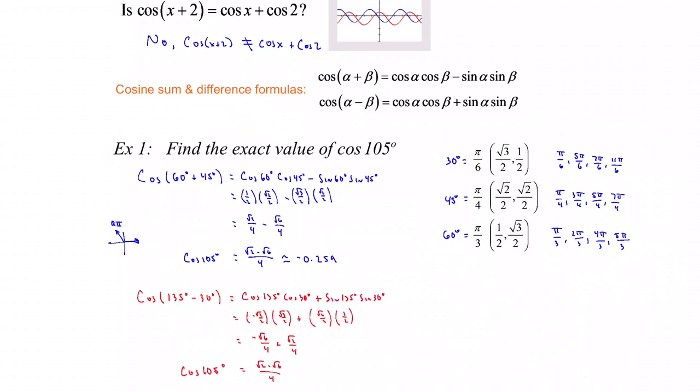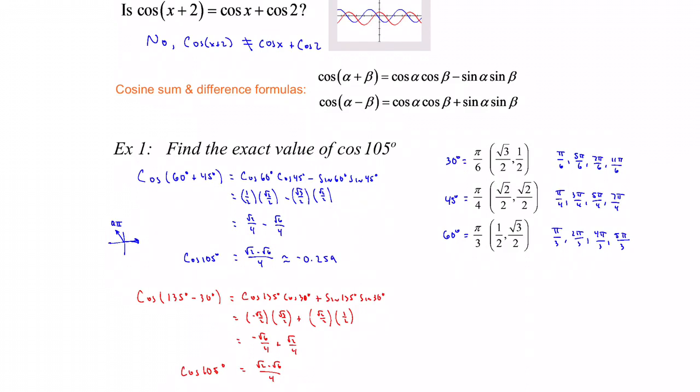And so there I went ahead and did it just to show you that the order will switch around. You get negative square root of 6 plus square root of 2, but that's obviously equivalent to square root of 2 minus the square root of 6 all over 4. So it doesn't matter which angles you choose. These formulas work for all angles as long as they add or subtract up to 105 degrees.